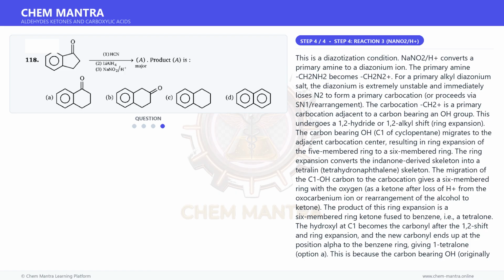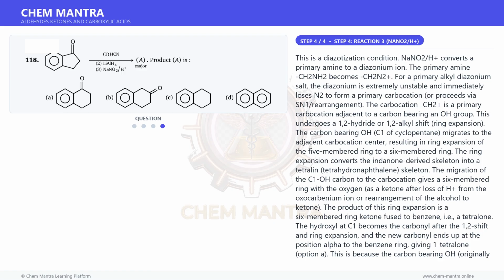The migration gives a 6-membered ring with the oxygen as a ketone after loss of H+ from the oxocarbenium ion or rearrangement of the alcohol to ketone. The product of this ring expansion is a 6-membered ring ketone fused to benzene, i.e., a tetralone. The hydroxyl at C1 becomes the carbonyl after the 1,2 shift and ring expansion, and the new carbonyl ends up at the position alpha to the benzene ring, giving 1-tetralone, option A.